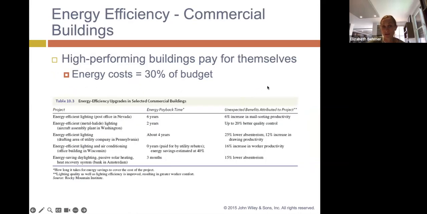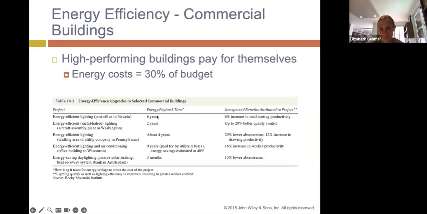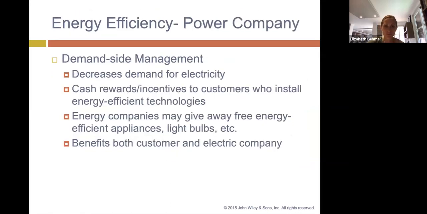High-performing buildings will pay for themselves. Energy costs are about 30% of the budget upfront, but then they will pay for themselves over the course of the years. Looking at an energy payback time of about 6 years, you can go through here and see how long it takes for that building to pay for itself.